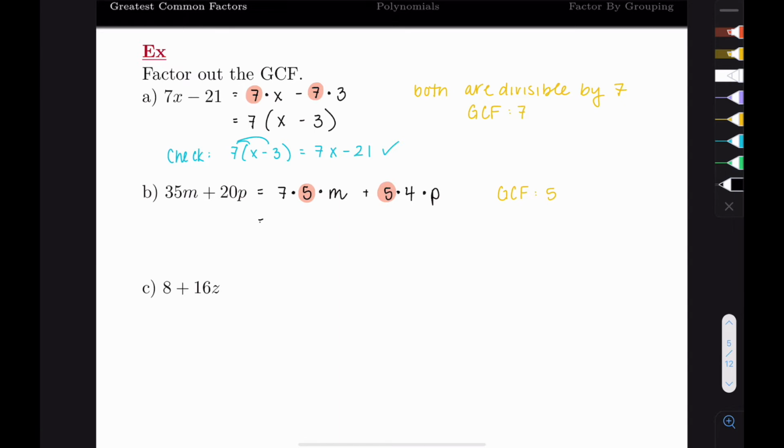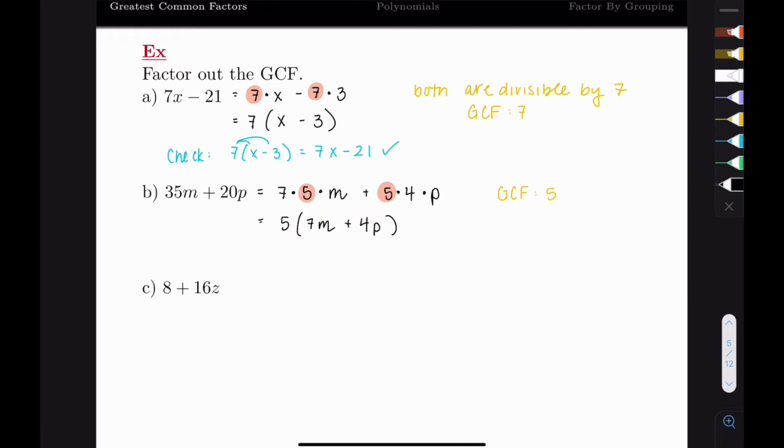Okay. And so taking that out, from our first piece, we're left with 7m. From the second piece, we're left with 4p. And if I look at these two terms, now there's nothing in common. 7 and 4, the only thing they're both divisible by is 1.